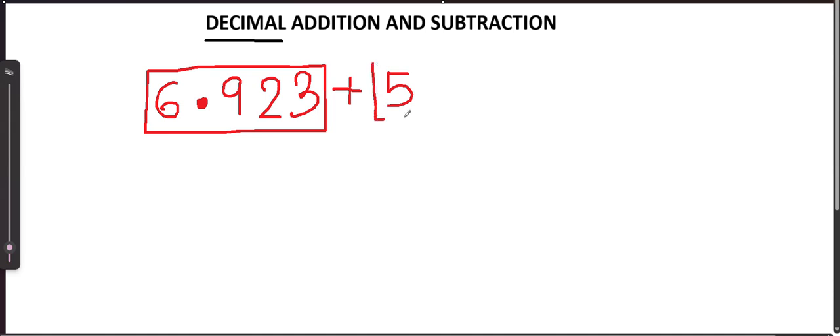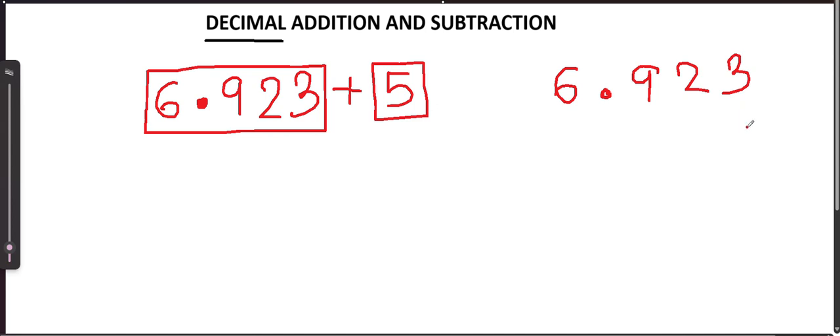I have the next question in my mind. That is 6.923 plus 5. Well, as you can see over here, this is a number which has a decimal place, right? And there is another number over here without any decimal. What shall we do in those cases? Let's write this number first. 6.923. What about the 5? Where are we going to place the 5?